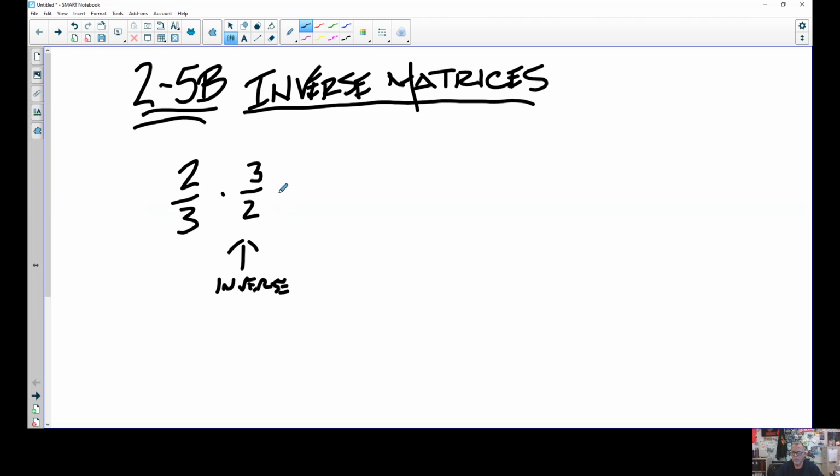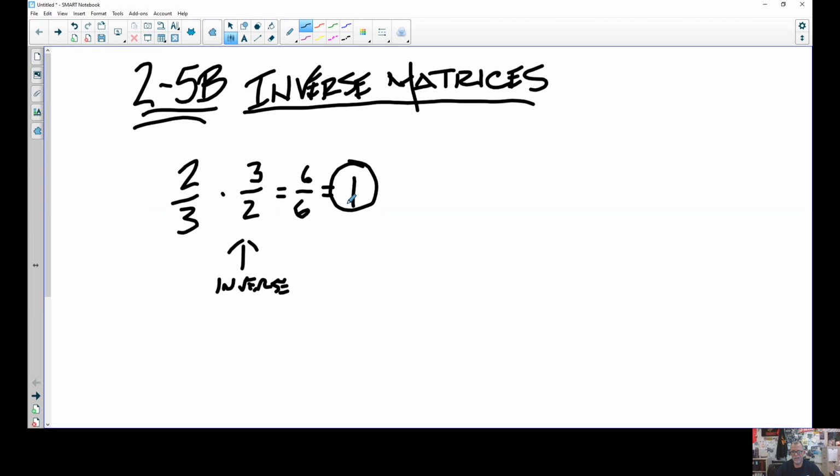And the reason that's the inverse is because when you multiply these out, you get 6/6, which is 1. 1 is our identity element. When I say identity element of real numbers, what I'm saying is if I multiply anything by 1, it is still itself. It is still whatever it originally was. That's why it maintains its identity. All right, so it's the identity element.